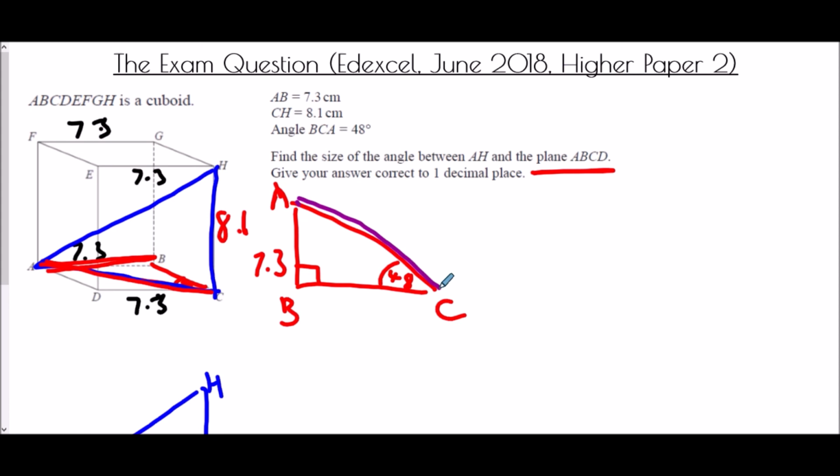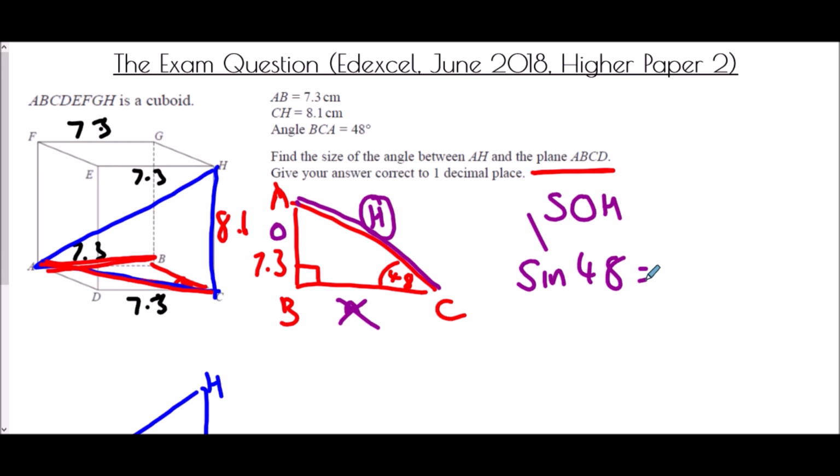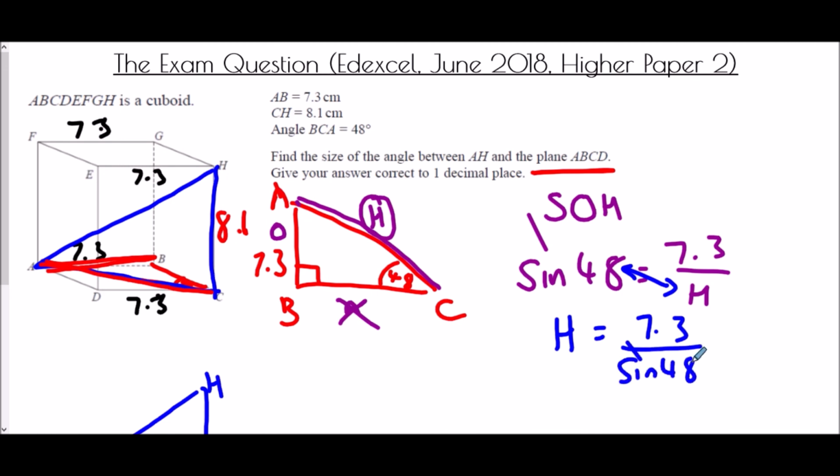Let's label up the diagram. So I have my angle. Opposite the right angle is the hypotenuse. Opposite the angle is opposite, and adjacent is here. Now, I don't want anything to do with adjacent. I already know the opposite and I want to find the hypotenuse, and so I'm going to be using SO from SOHCAHTOA, and so sine 48 equals opposite 7.3 over the hypotenuse. And so to find the hypotenuse, quick switch, multiply by the height, divide by sine 48. So H is 7.3 over sine 48.